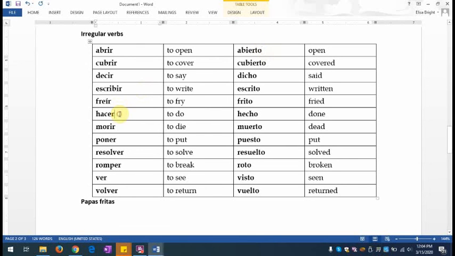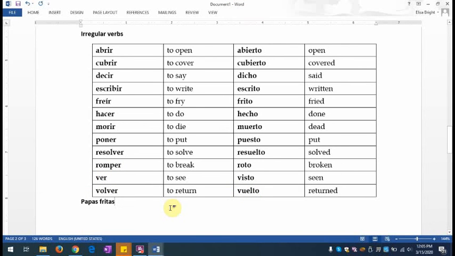Okay, carrying on. Hacer, we've got hecho. Morir, muerto. Poner, puesto. I have put the pencil on the table. He puesto el lápiz en la mesa. Resolver, resuelto. Romper, roto. Ver, visto. Brand new verb. Okay, volver, vuelto.